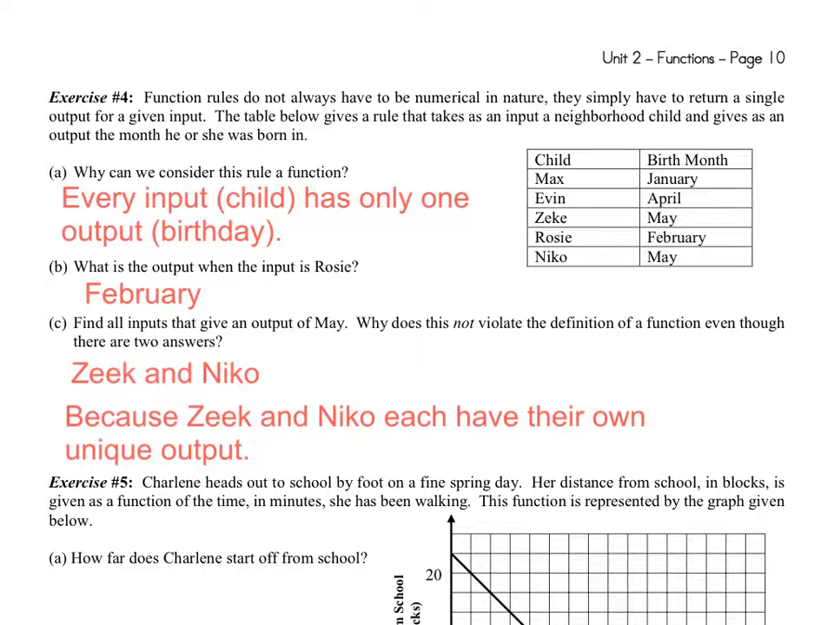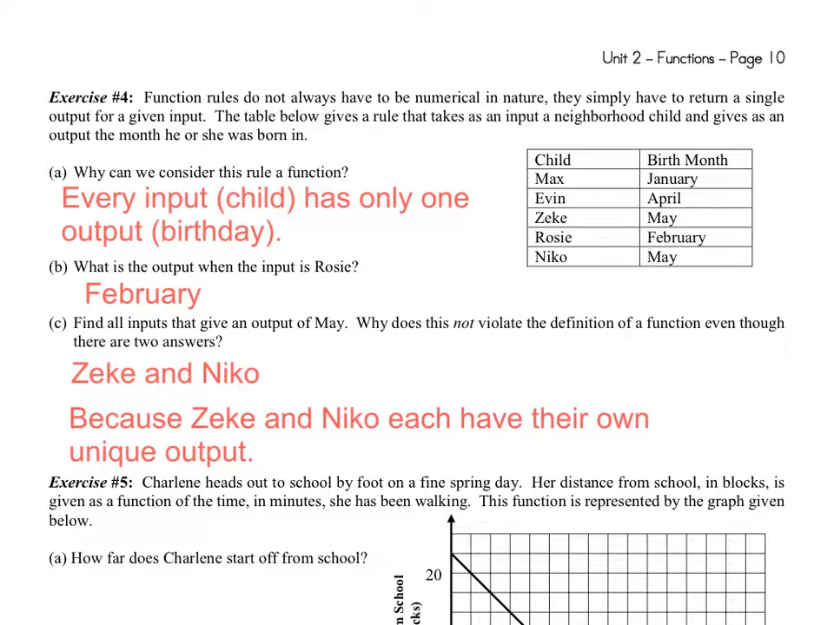So just to summarize why this doesn't violate the definition of a function, because Zeke and Nico each have their own unique output. And I don't know why this autocorrect keeps changing Zeke to Z-E-E-K. Let me see if I can fix this. Much better. Sorry, Zeke.